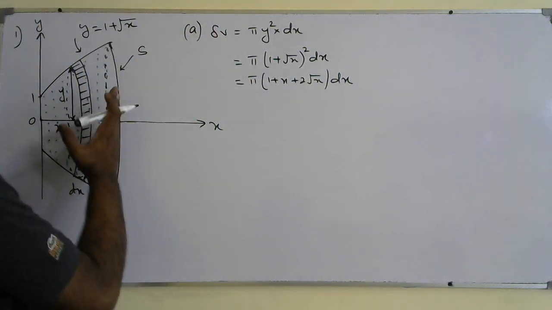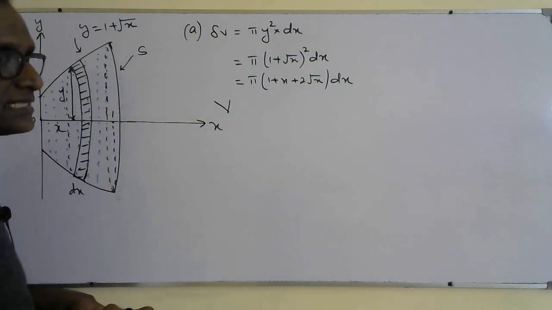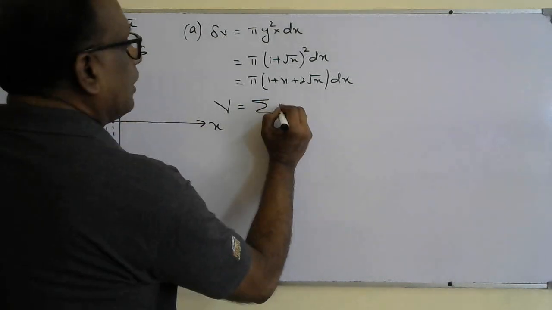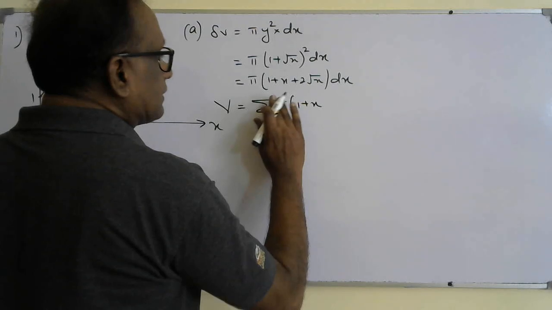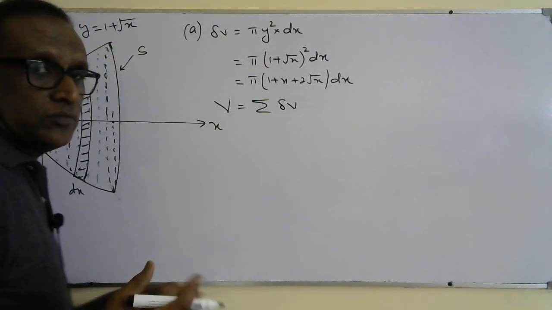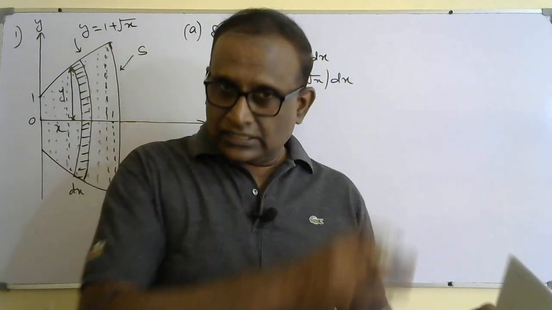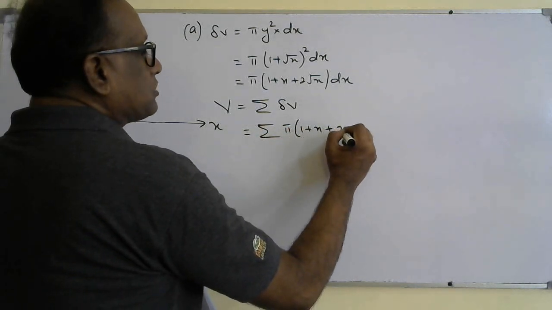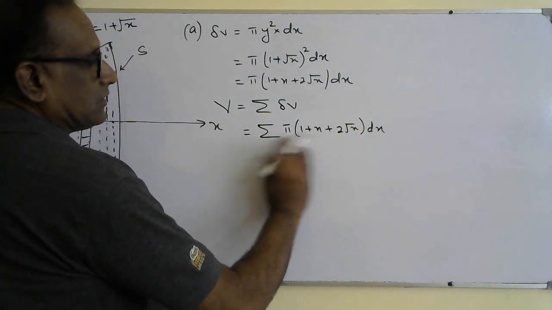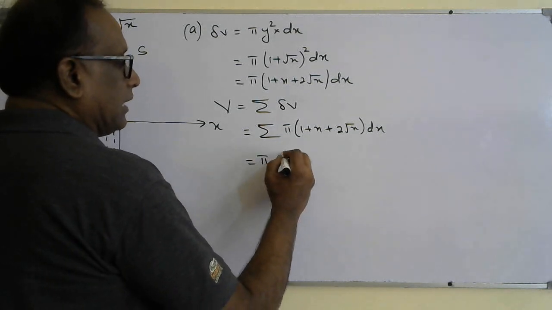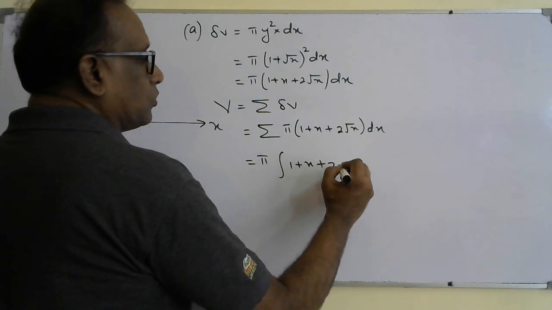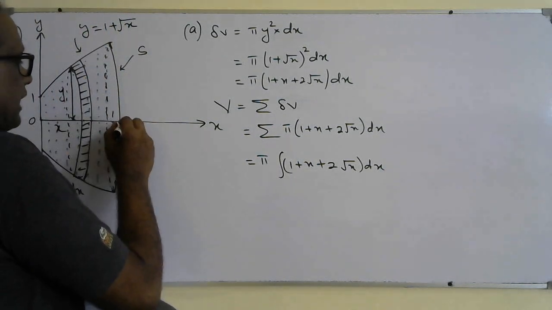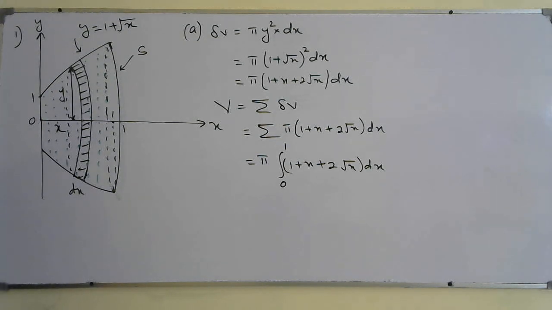So for the total volume, we imagine several disks like that. The total volume of the given shape S is equal to sigma. We need to add the volumes of several disks inside. So sigma pi (1 plus x plus 2 root x) dx, which is pi sigma delta V. Like this, several volumes we have to add to get the volume of the whole solid S. With a summation with a variable, I told you that it will become integration. So pi times the integral of (1 plus x plus 2 root x) dx, with the limits from x equals 0 to x equals 1. That's all. If we solve it, we'll get the volume of the solid S.